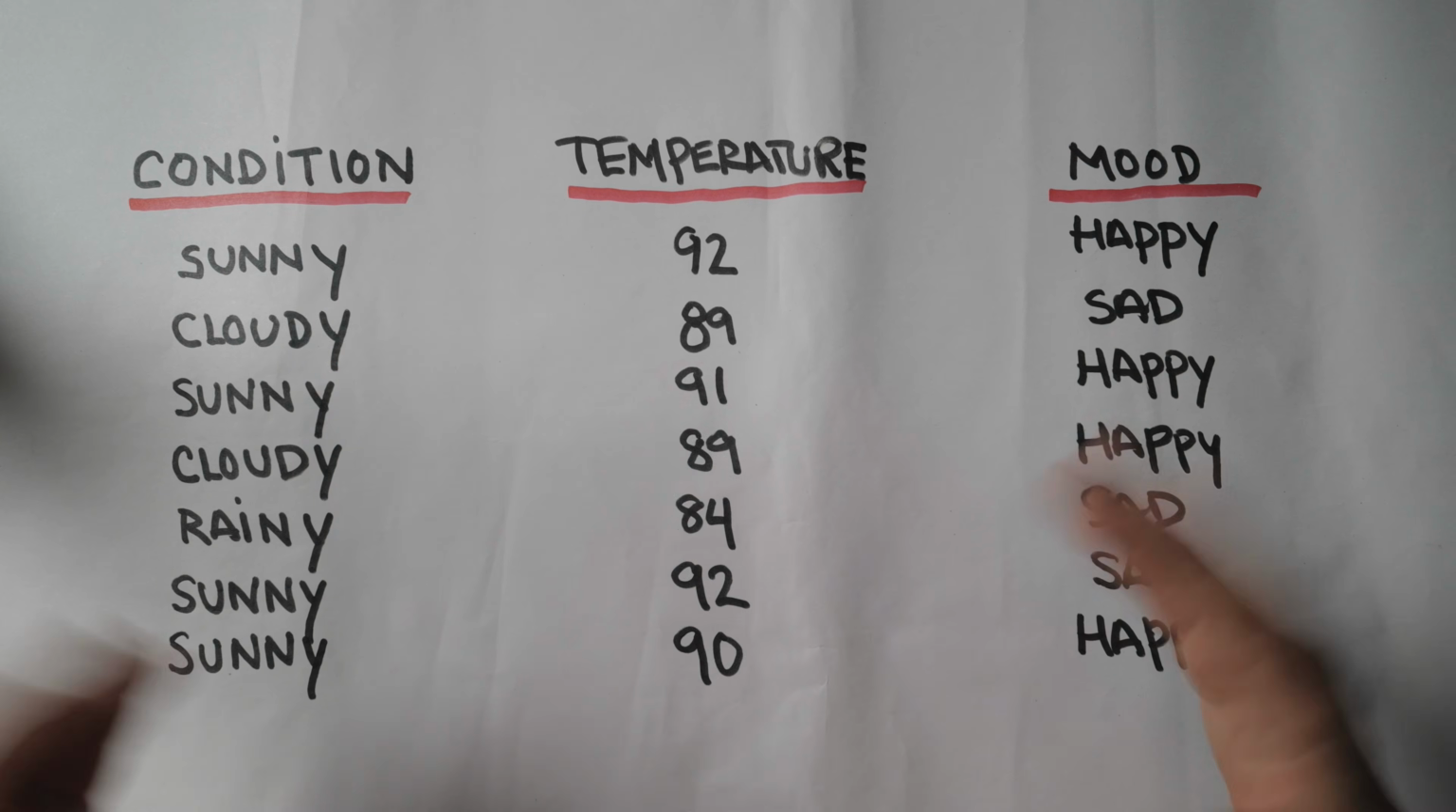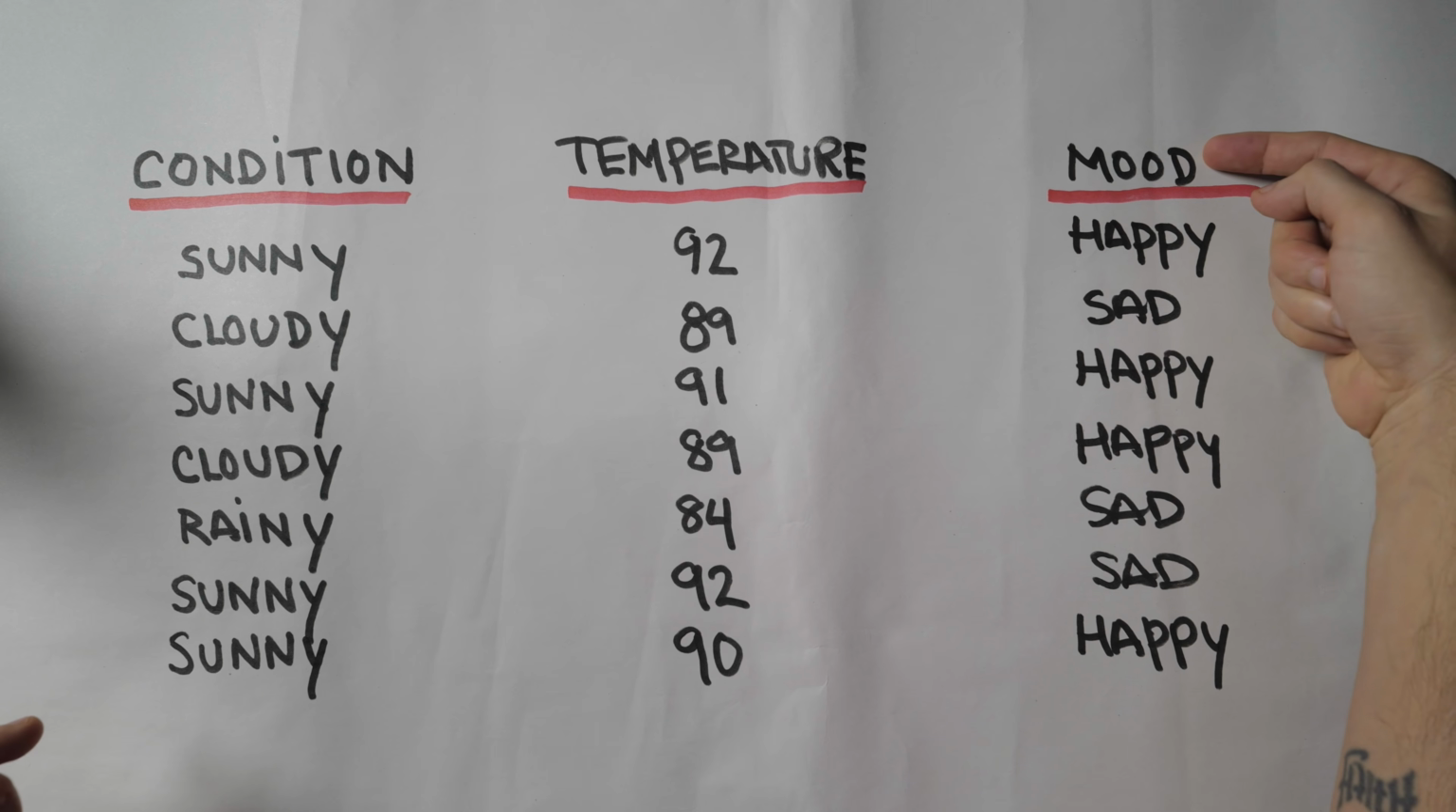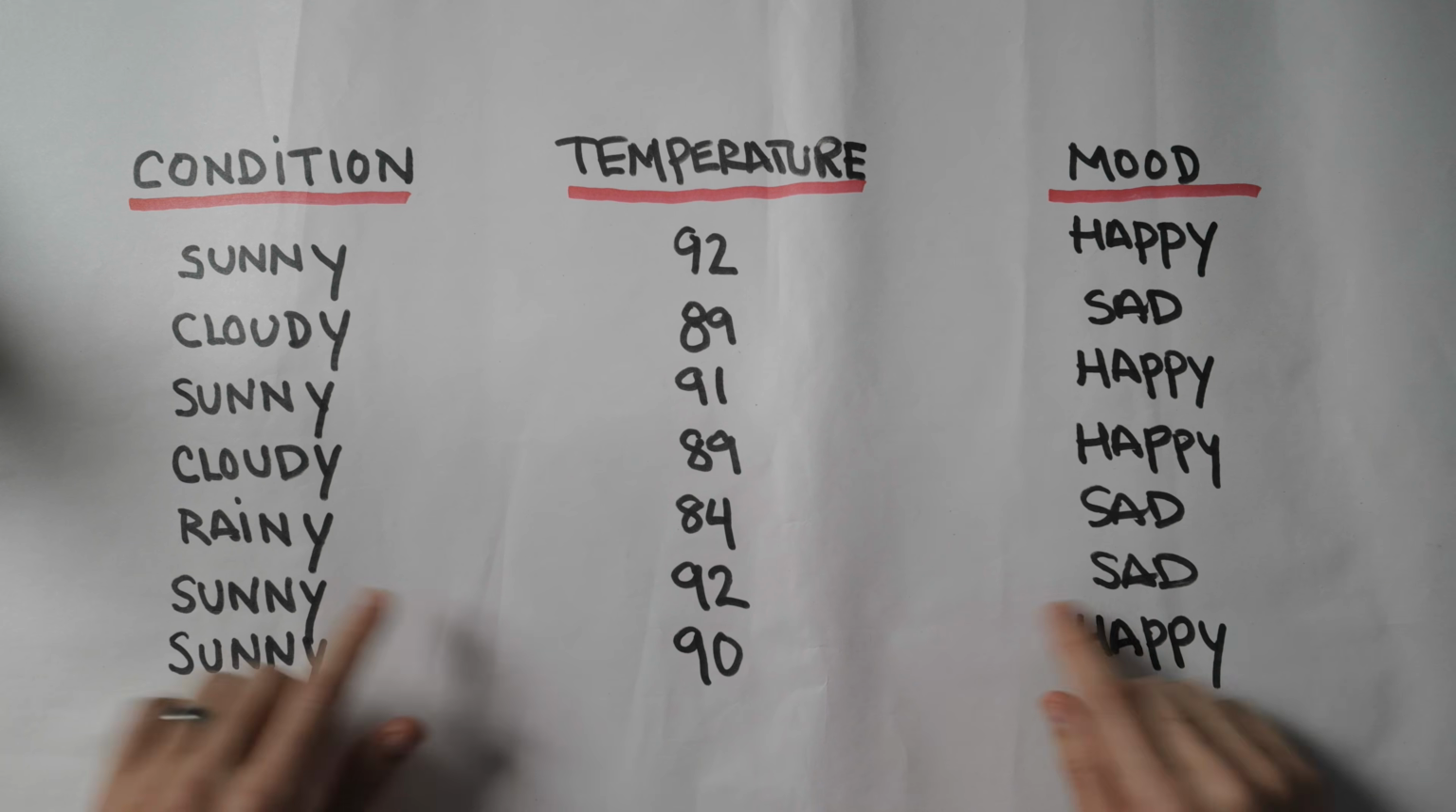Now, of course, there is a lot of text in this data. I have the condition category with 3 possible values and the mood category with 2 possible values. And all of that is text. If I wanted to use this data with a machine learning algorithm that doesn't work with text, I would need to encode all of this. I will need to use numbers instead.